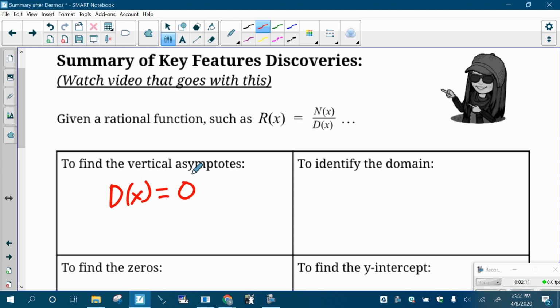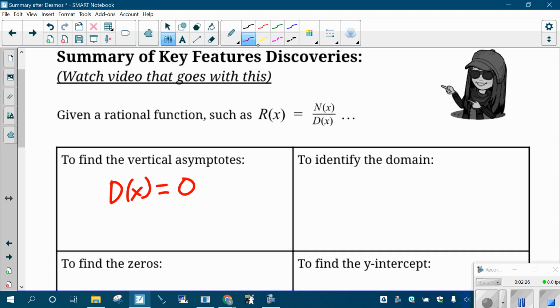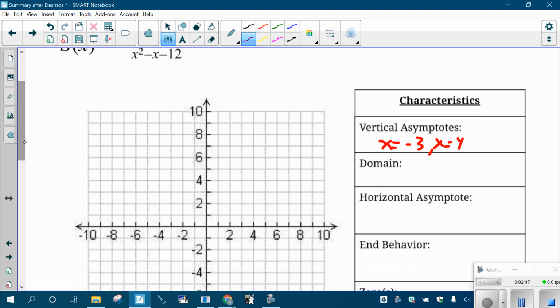How does the domain connect to the vertical asymptotes? Well, basically your domain is everything except for the vertical asymptotes. So for your domain, you just want to exclude the vertical asymptotes. I'm writing that in words because the way I want to do that is with interval notation. So if you jump back to example 3, you've got a vertical asymptote at -3 and a vertical asymptote at 4.